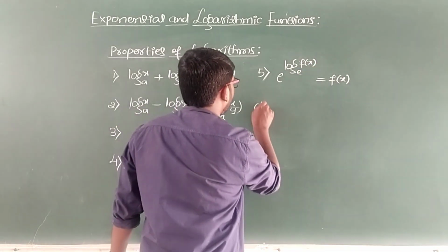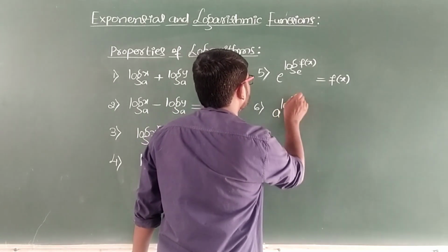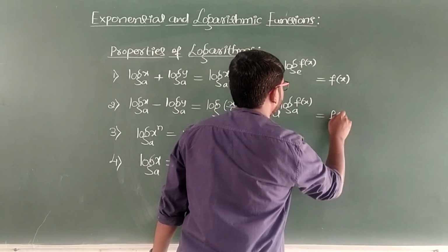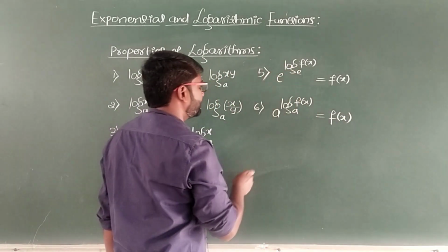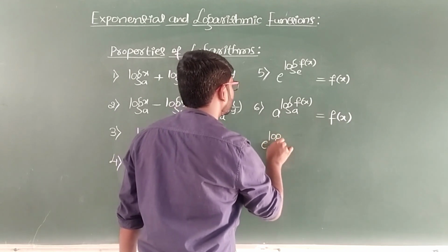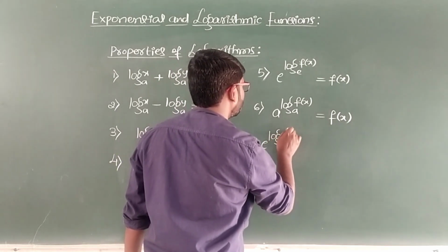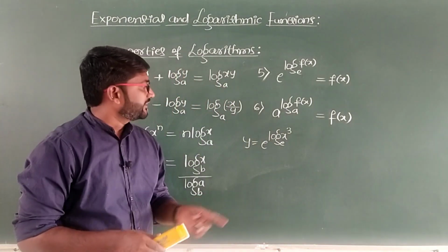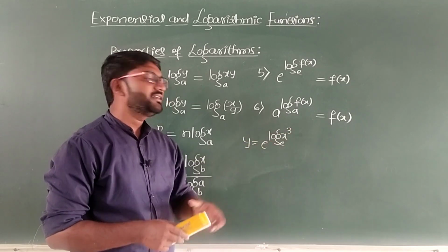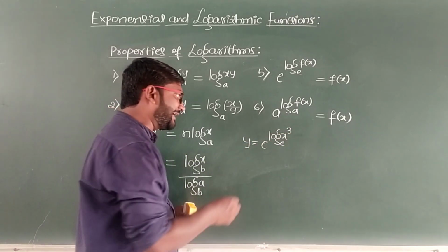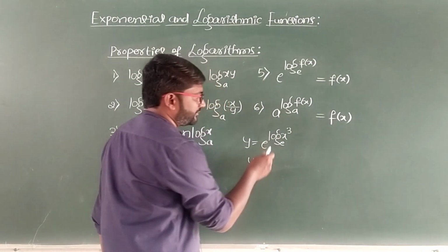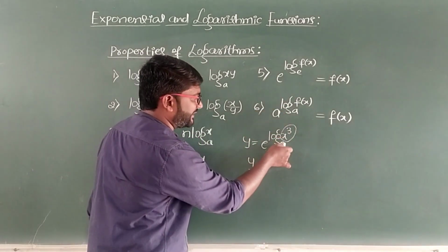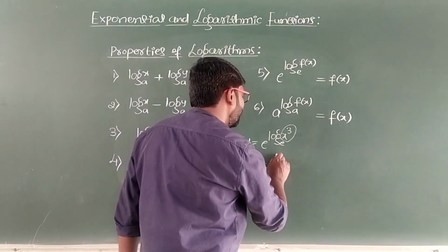Then the sixth one, a to the power log f of x to the base a will be f of x. For example, for these two we can give the example e raised to log x cube to the base e. If the problem is given like this, if y equal to e raised to log x cube to the base e, then find dy by dx. In that case, we can apply the property now: e raised to log f of x to the base e is nothing but f of x. So it is x cube.